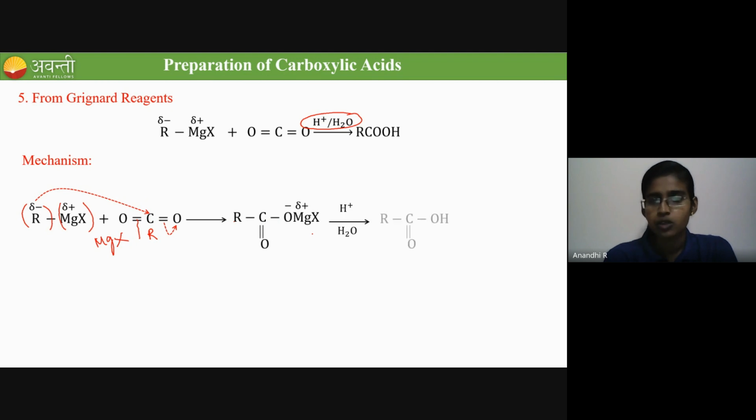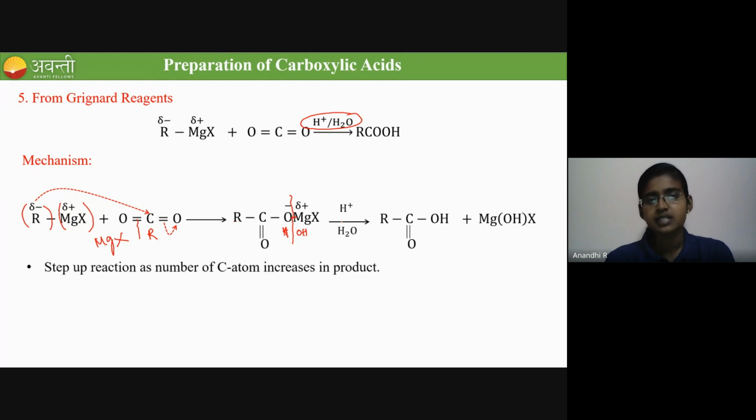forms the carboxylic acid. So here you have to break this OMg bond, add hydrogen here, H here and OH here. So what will you get? You will get RCOOH on one side and MgOHX on the other side. Okay, so this is the mechanism.